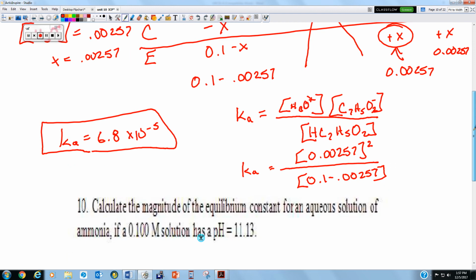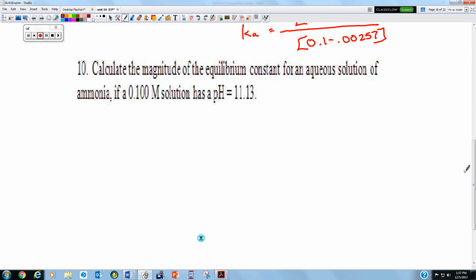All right. Last one for today. Maybe not. We might be able to do all of them. All right. So let's do this one real quick. This one is calculate the magnitude of equilibrium. So we are looking for K, the equilibrium constant for an aqueous solution of ammonia. What do we know about ammonia? Is it an acid or a base? It's a base. So we're going to calculate Kb this time instead of Ka.